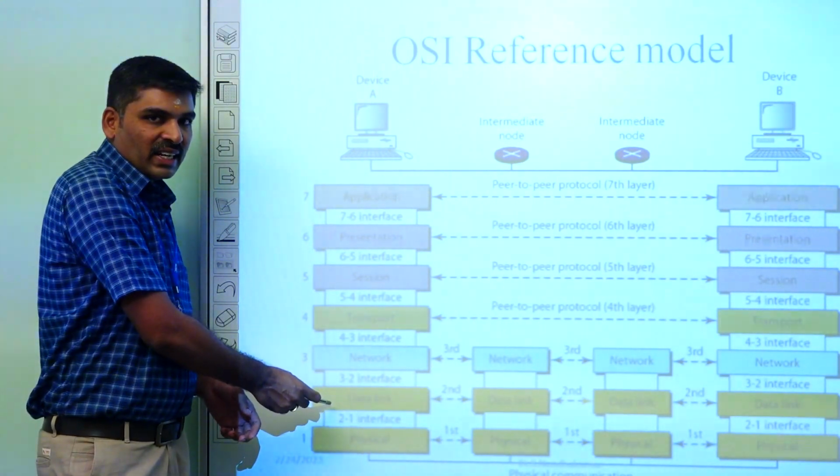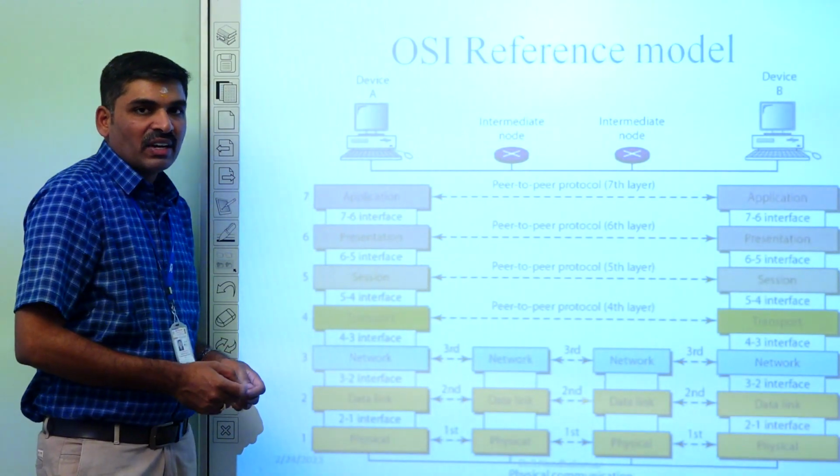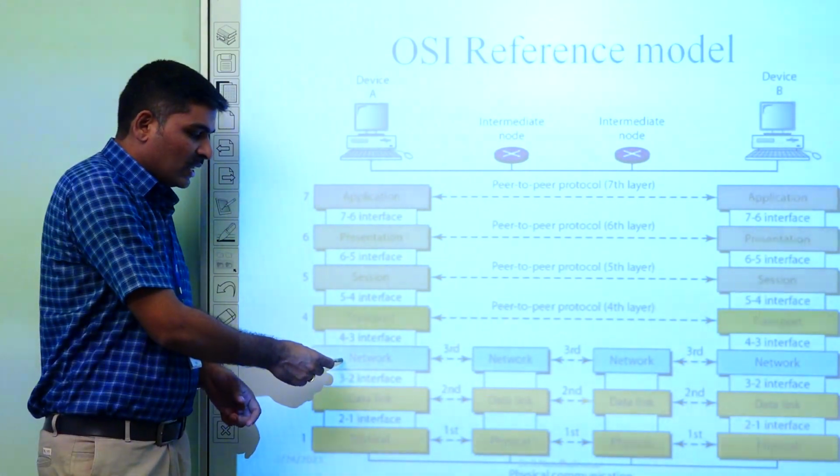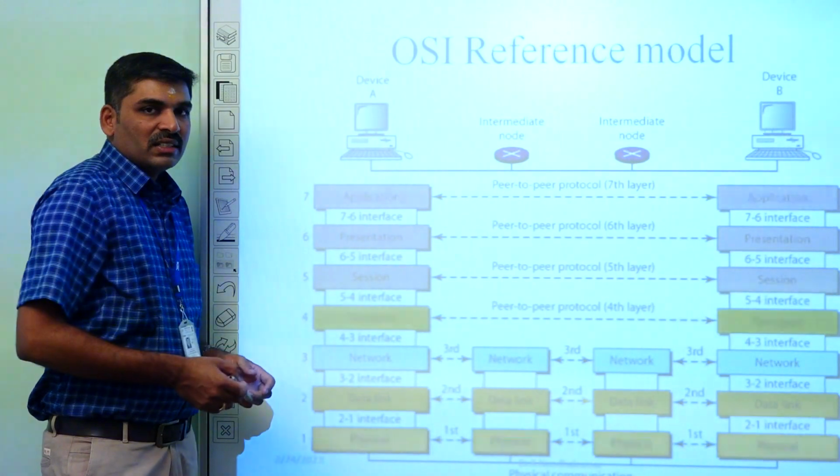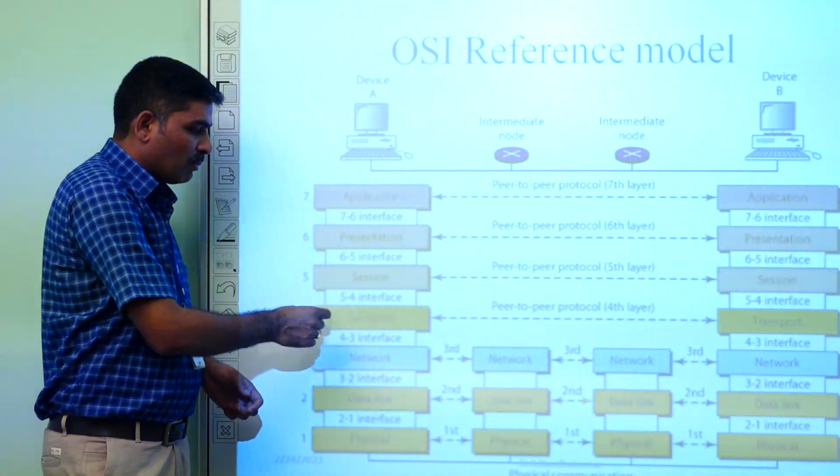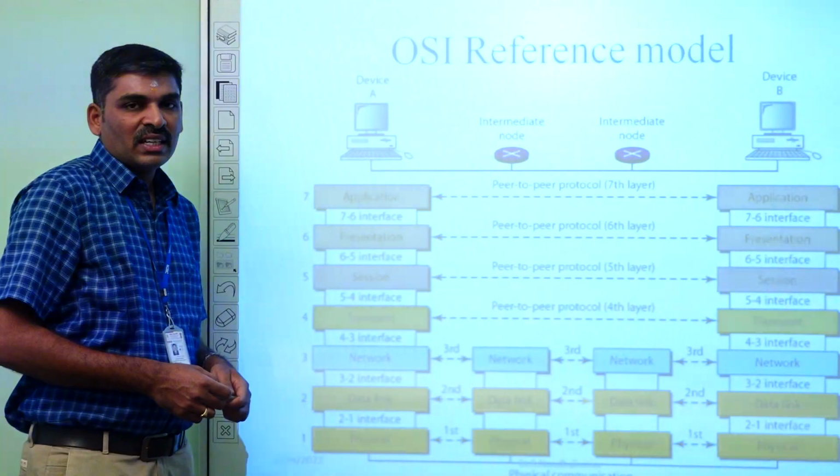Next one is the data link layer. The data link layer uses a bridge as its device, and next one is the network layer. The network layer uses a router as the device, and the remaining layers use a gateway.